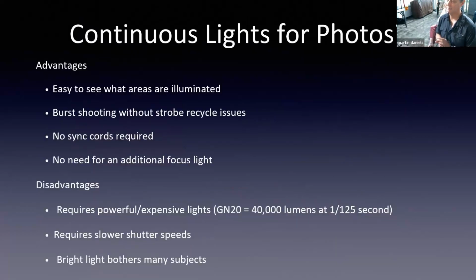I know there's discussion sometimes and questions about continuous lights for photos. If you're shooting stills, you can read this. I'm not going to read it all off to you. But to me, the biggest disadvantage of using a continuous light for still photos is that so many of the creatures seem to be afraid of those bright lights. And so when I go in, and even like shooting video, they tend to turn around or move. So for me, I'm sticking with strobes for that reason alone.